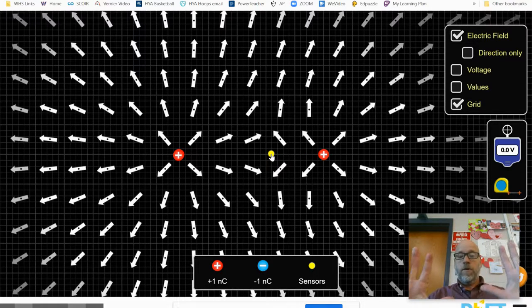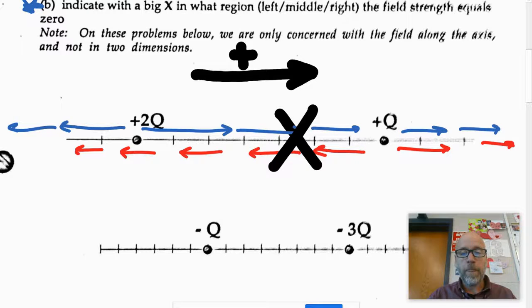Now, we have a charge of 3 on one side and 1 on the other. So it doesn't cancel out in the exact middle. Maybe we'll deal with that mathematically in a moment. But visually, yeah. All right, let's look at the next one.